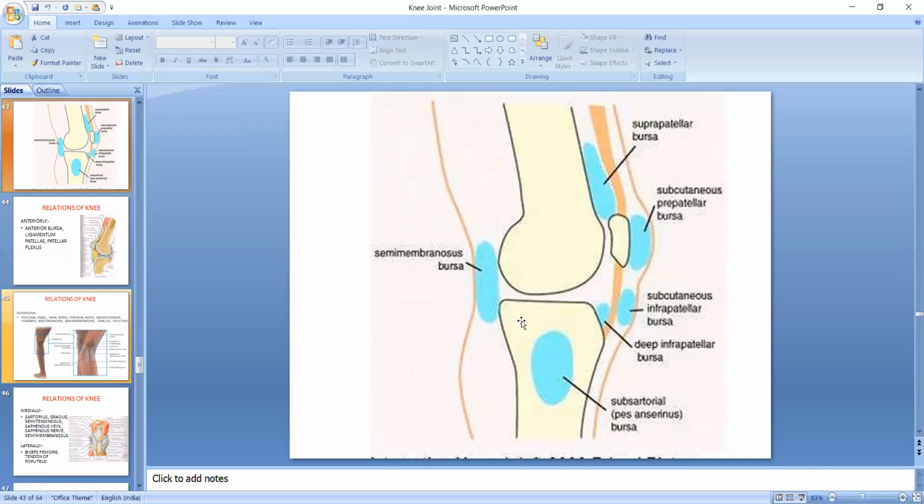So you can see here that all the bursae are situated around the knee. We can see this clearly in this picture, and the rest of the part we will cover in the next video.